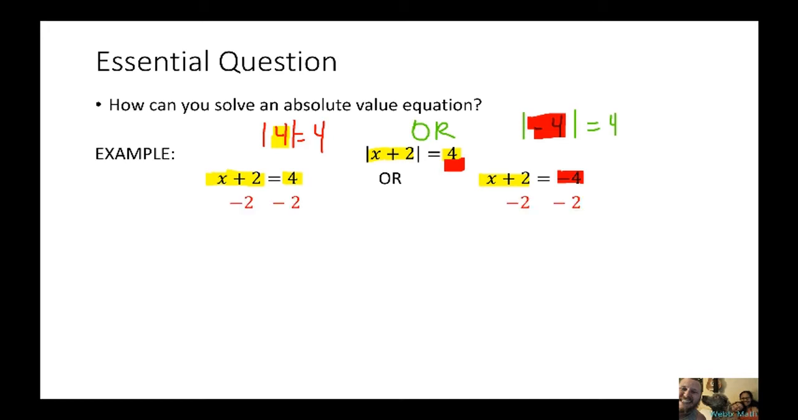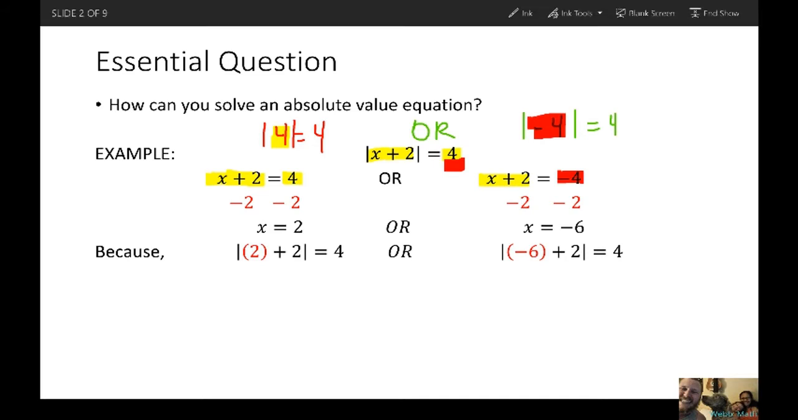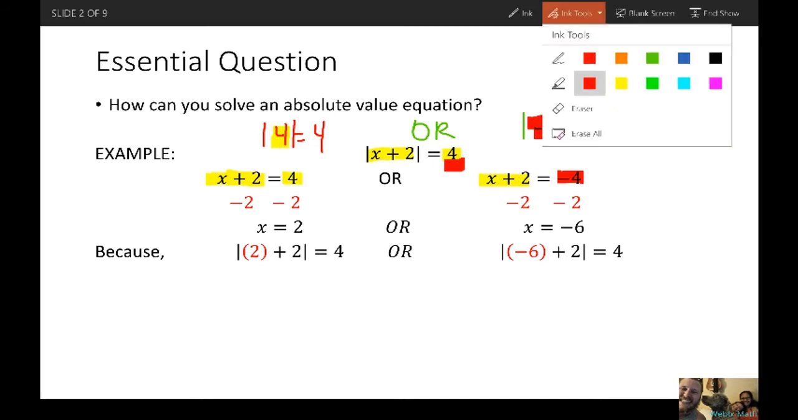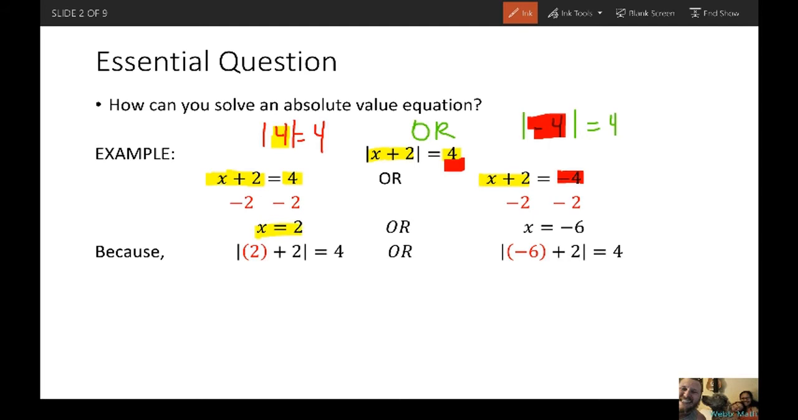We'll use a subtraction property. We're working on eliminating our x's. And you notice that we have two different solutions, x equals 2 or x equals negative 6. And that's because if we were to substitute our x equals 2 into our original absolute value expression, we're going to get 2 plus 2, which is 4. And I've already set it up here that the absolute value of 4 is 4. So that checks out.